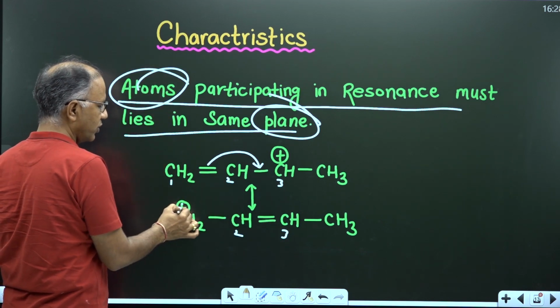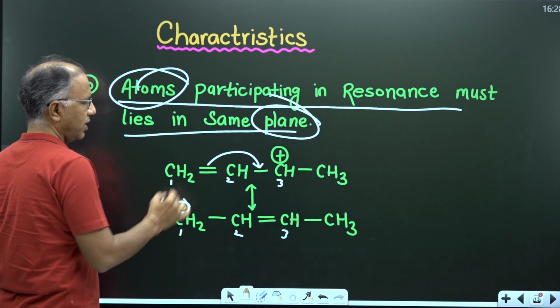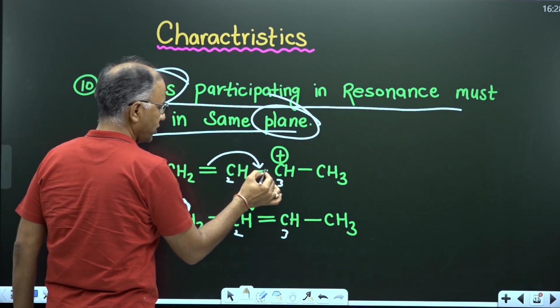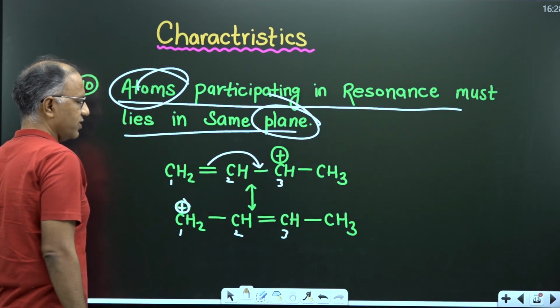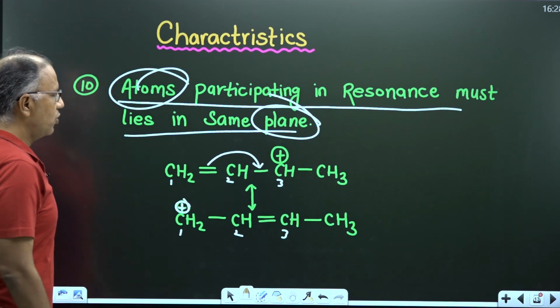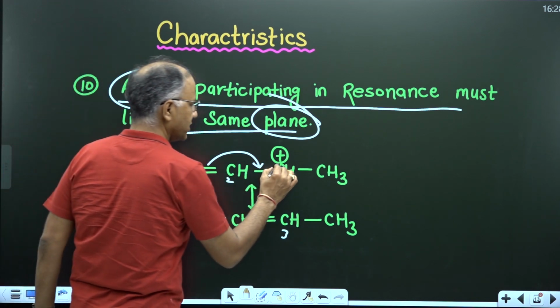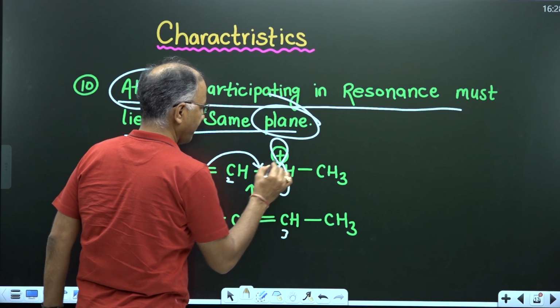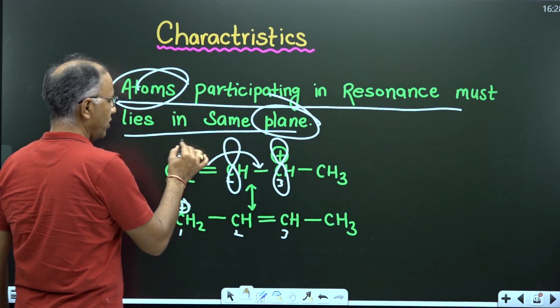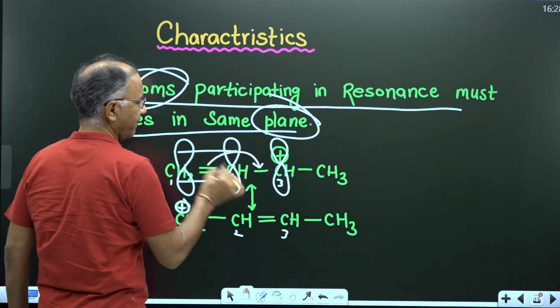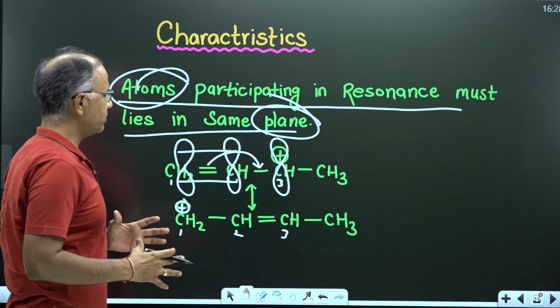This means there is a positive charge on this carbon. If we move the pi bond from the 1,2 to the 2,3 position, there is a positive charge on the first carbon. Got it? Now, for resonance, there is a vacant p orbital, and since there is a pi bond, this means there is a filled p orbital. Now, how does resonance take place?